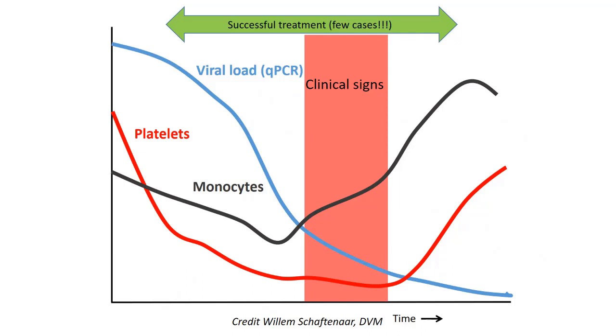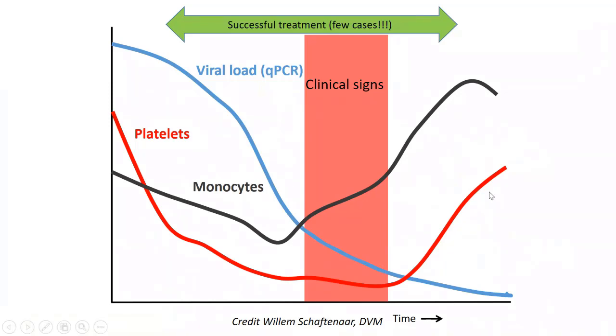So it is important to profile the hematology of your calves on at least a weekly basis. The earlier you see it, the earlier you start treatment, the more chance of success. But even if you start early, according to Willem, very few cases survive. Very, very few cases survive.